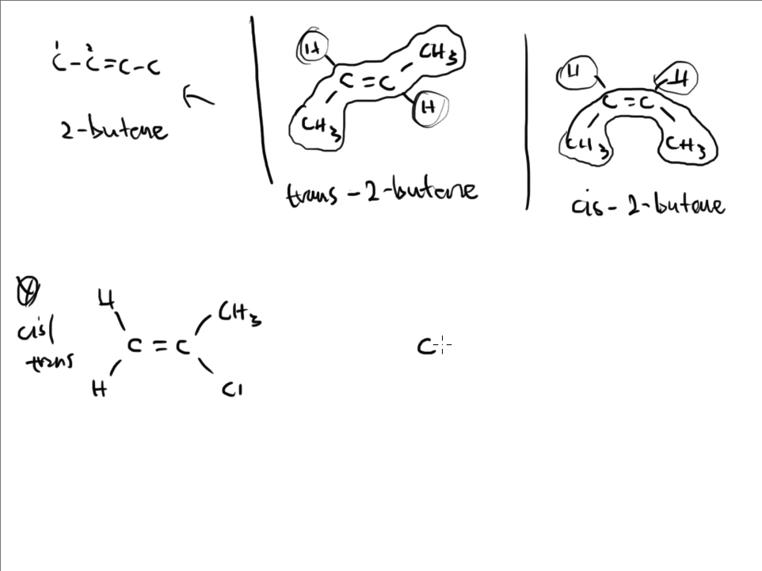All right, let's do another example. C double bond C, and we do that. And up here, let's do CH2, CH3. And here, let's do a hydrogen. And then here, let's do a CH3 group. And here, let's do a CH3 group.